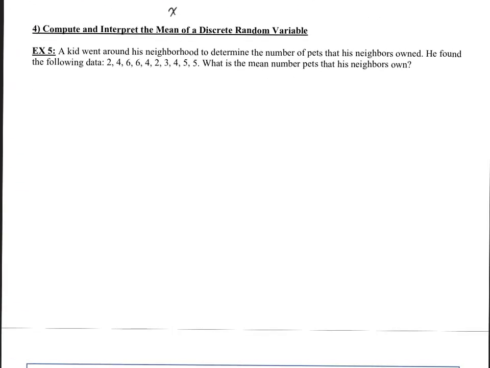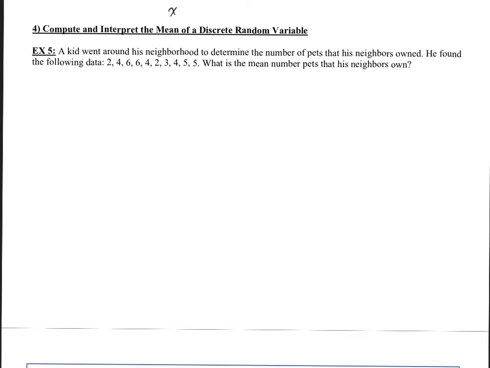Now we're going to compute and interpret the mean of a discrete random variable. Alright, so for example 5, a kid went around his neighborhood to determine the number of pets that his neighbors owned. He found the following data: 2, 4, 6, 6, 4, 2, 3, 4, 5, and 5. What is the mean number of pets that his neighbors own? So we could take the normal approach and add up all these values and divide by 10, but we're going to try to take a different approach, which will help us further down the line.